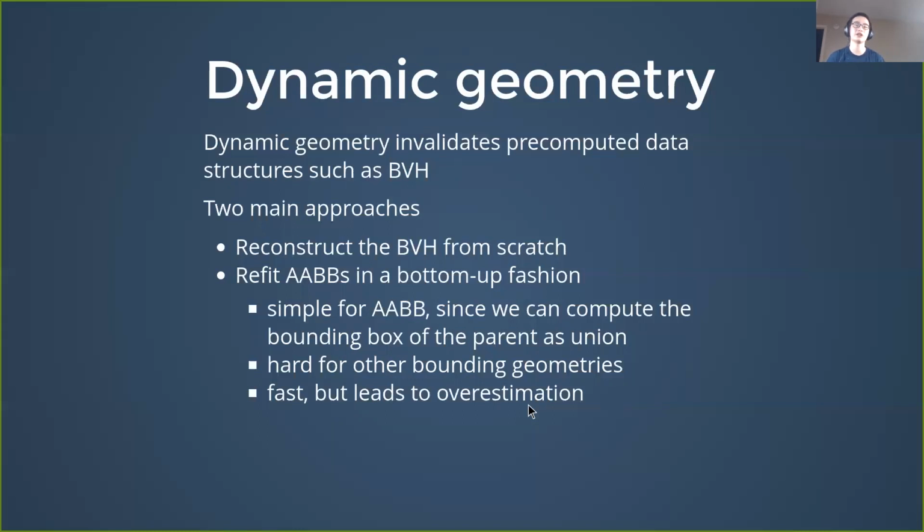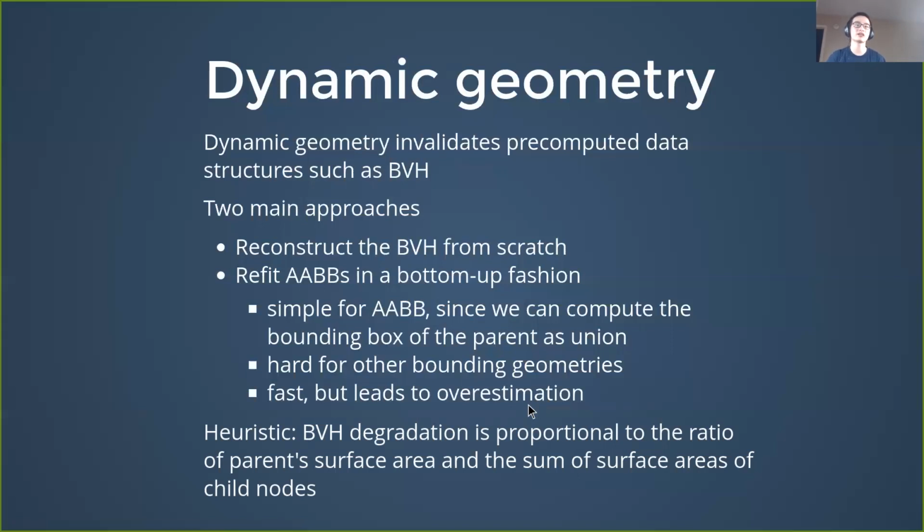AABBs in a bottom-up fashion, which is easy for AABBs, since we can compute the bounding box of a parent as a union of the children's bounding boxes. It is hard for other bounding geometries such as bounding spheres. It is very fast, but it can lead to overestimation.